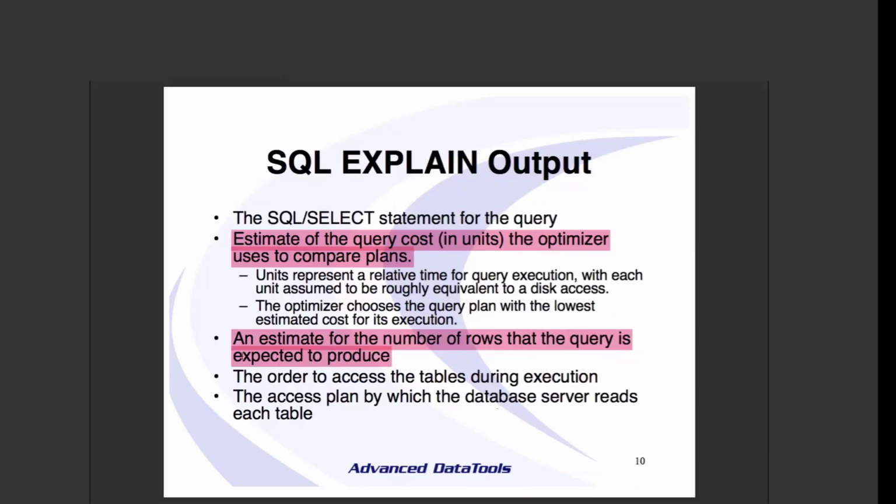Then it tells you the order of tables it's going to access. Doing a parallel query, it's going to do one table at a time, and it tells you the access plan it's going to use to access that data.